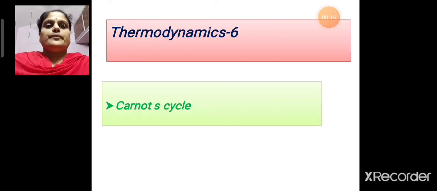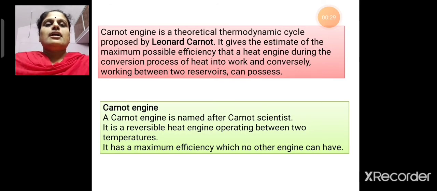In this module, let us discuss a reversible cyclic process such as in Carnot's cycle. A Carnot engine is a theoretical thermodynamic cycle proposed by Leonard Carnot. It gives the estimate of the maximum possible efficiency that a heat engine can have during the conversion of heat into work, and conversely, working between two reservoirs.